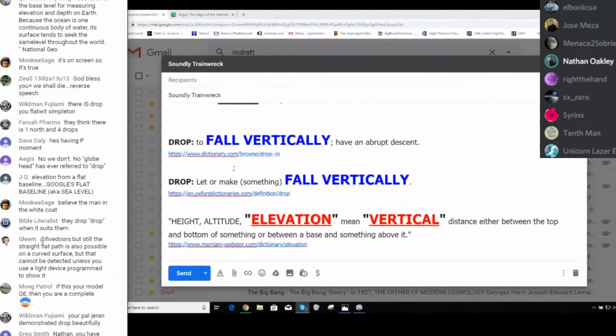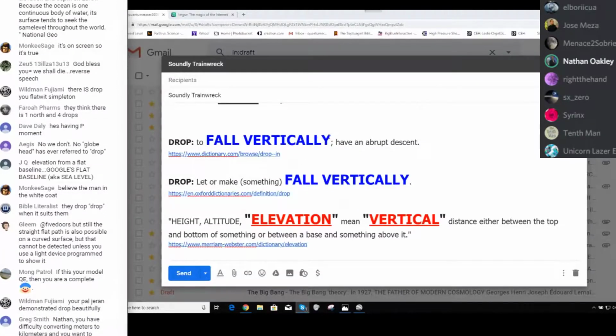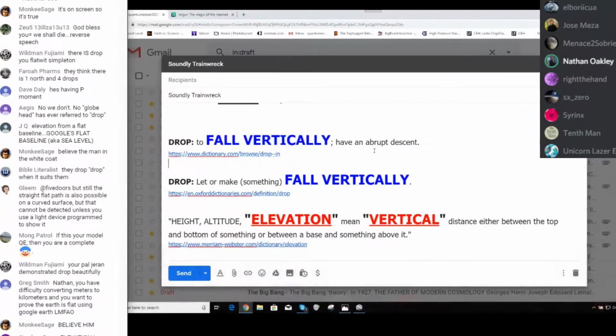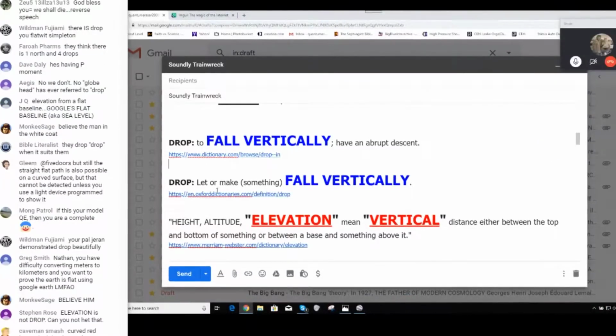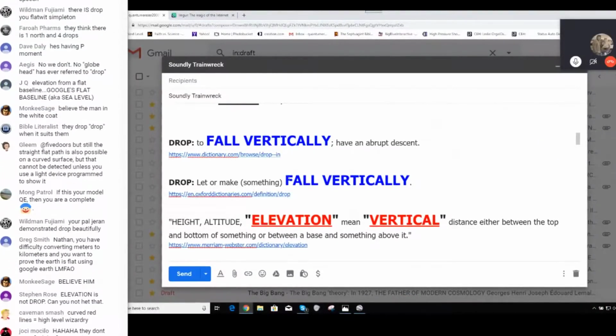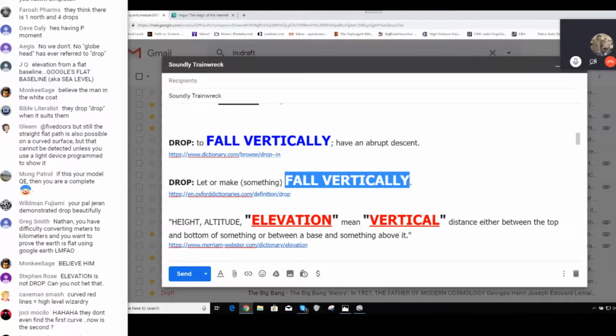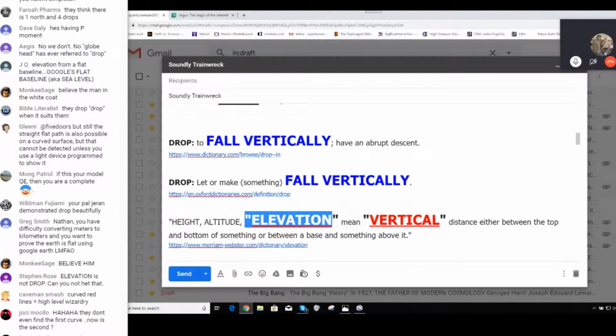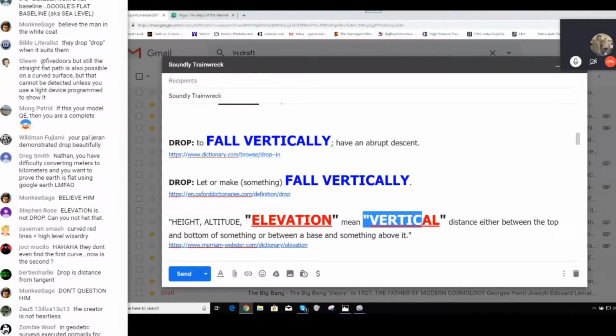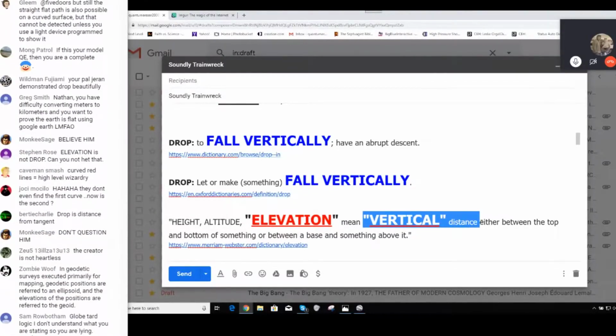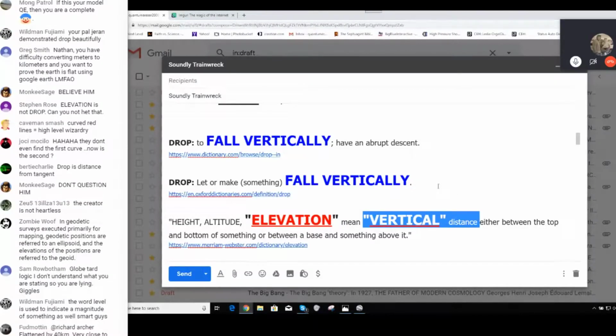From dictionary.com, drop: to fall vertically, have an abrupt descent. Drop, from Oxford: to let or make something fall vertically. Height, altitude, elevation mean vertical distance. You can only have drop in the vertical. You can't have drop in the horizontal.